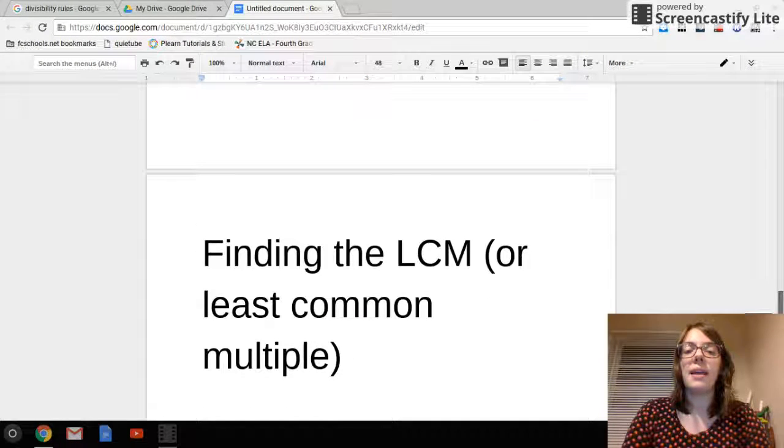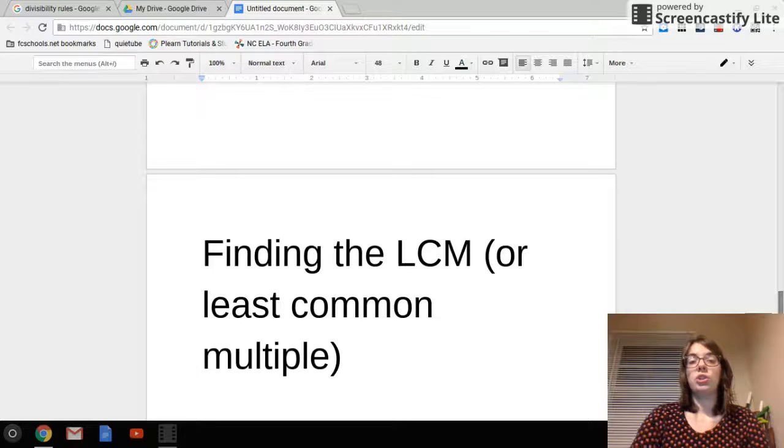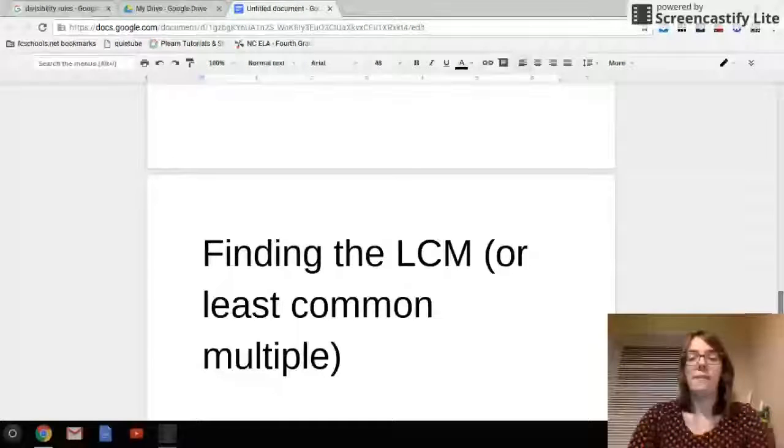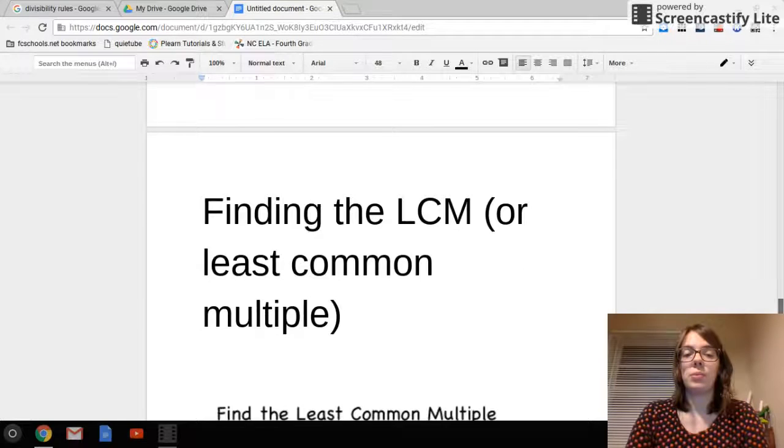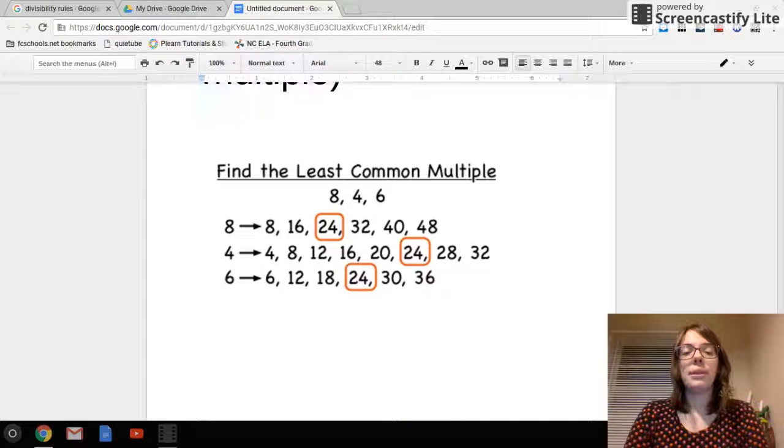All right, the last thing I want to talk about is finding the LCM, or the least common multiple. Now, we remember multiples go on forever and ever. So the multiples of 2 are 2, 4, 6, 8, 10, 12, and so on. The reason that we don't find all the common multiples, or all the multiples that are the same, is because that would be impossible, because numbers go forever and ever. So we usually just stick with finding the least common multiple.